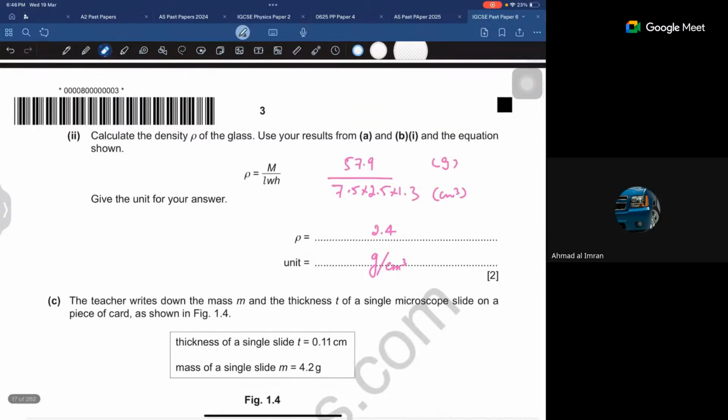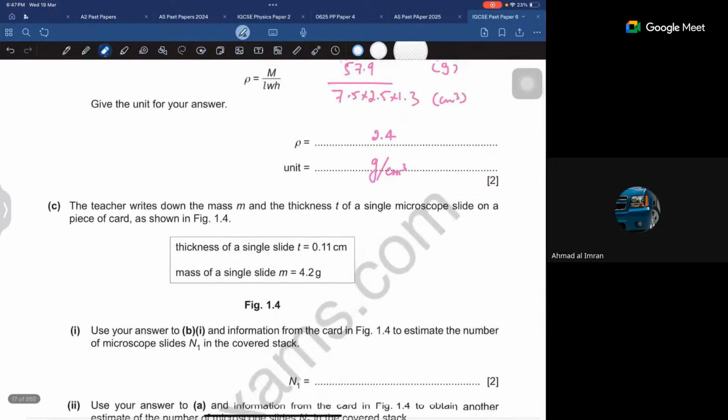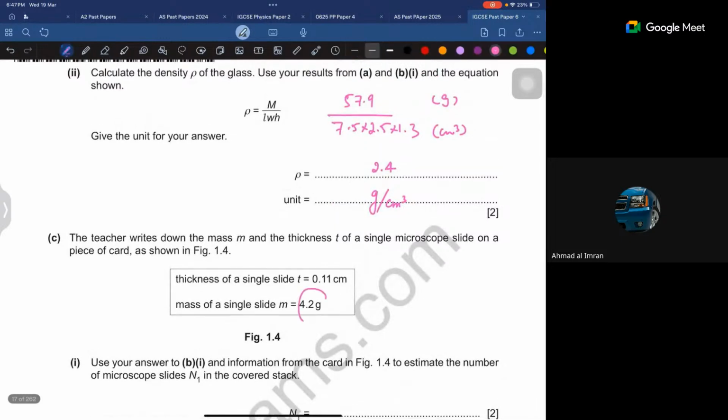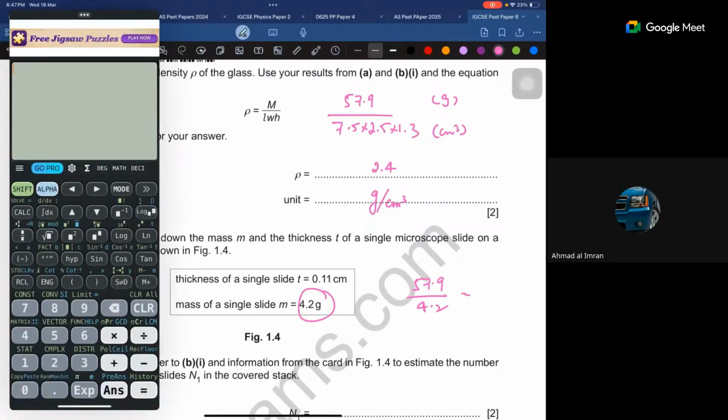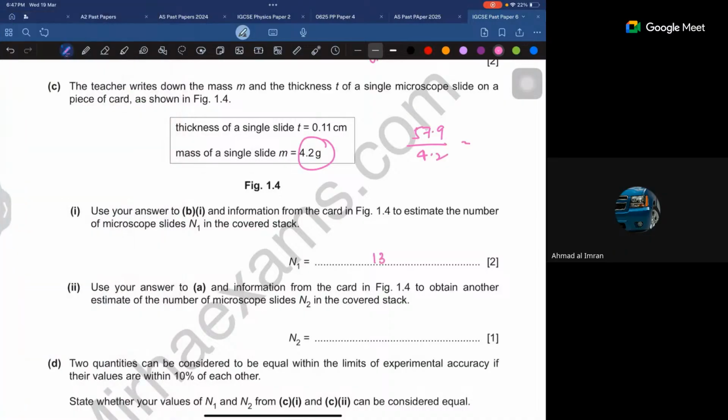Use your answer to estimate number of microscope slides in the covered stack. One second. What is this? This is the density of glass. All right. I think you have 4.9 gram mass, right? I think we got to divide this. And this would come out to be approximately 13.78. So I think it would be approximately 13 slides. Why 13 slides? Why am I rounding it down? Because 14 slides, you can't reach 14, right? At least you'll have 13 then.